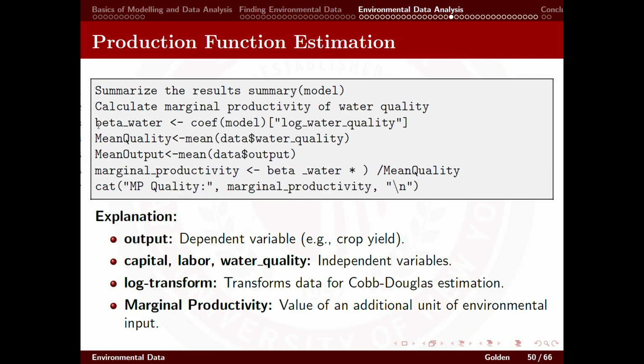And then beta water is the coefficient of log water quality. And then the mean quality is the mean water quality. Mean output is the mean output. And the marginal productivity is the beta divided by the mean quality. So that's the value of the additional unit of environmental input. And that's how you can estimate a production function. You just run a simple linear regression of the logs of output and the logs of your inputs.